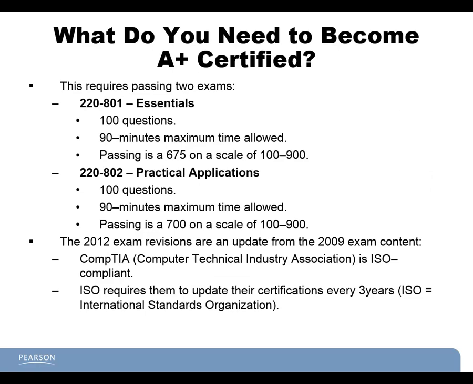So the A+ is 2 exams, the 220-801 and the 220-802. They both have 100 questions on them. You need 675 on the 801 out of 900 and 700 out of 900 on the 802. The tests are very similar, except that Essentials is more theory-based, and practical applications, they will give you little scenarios and ask you what to do.